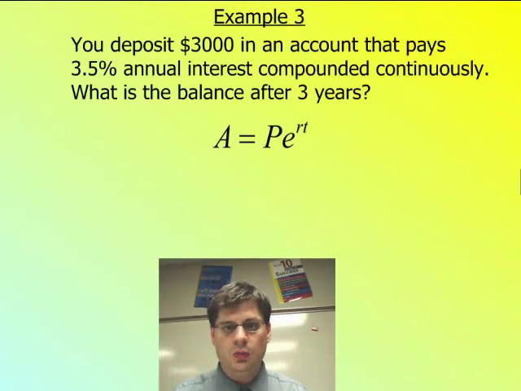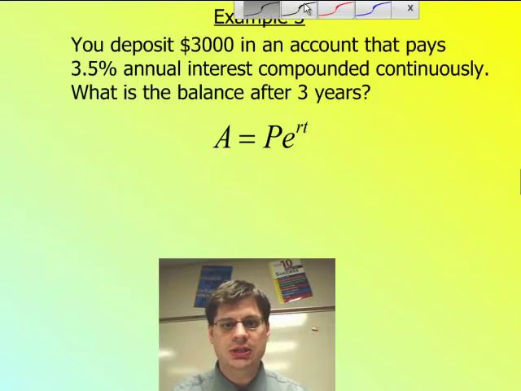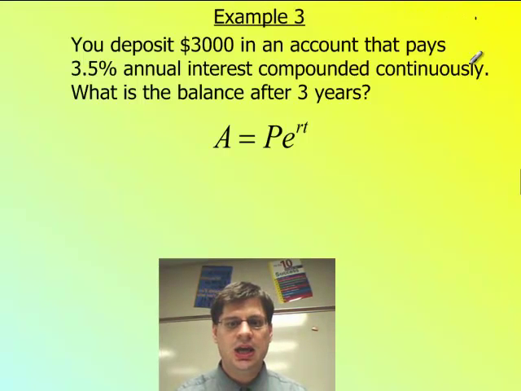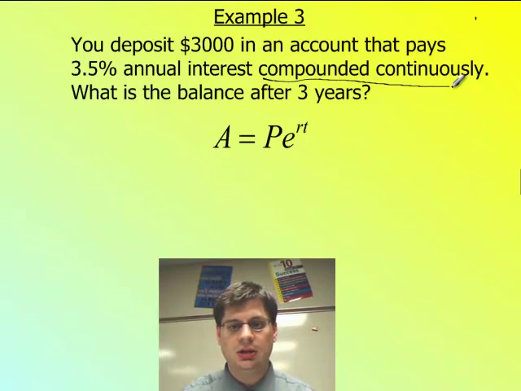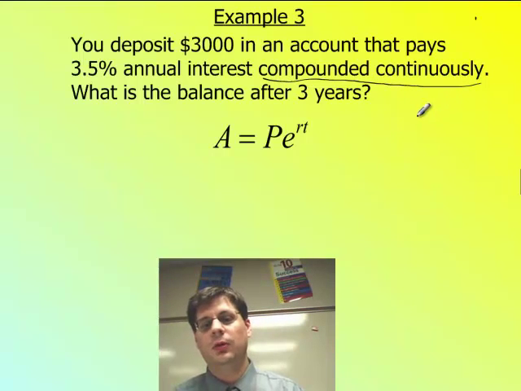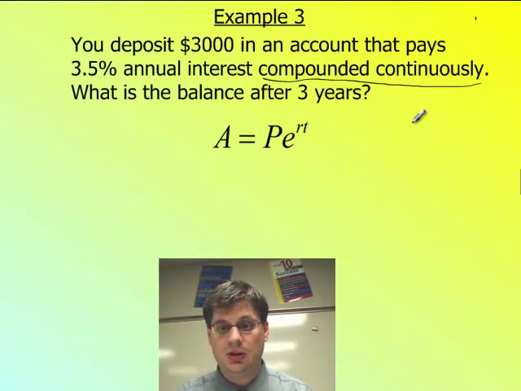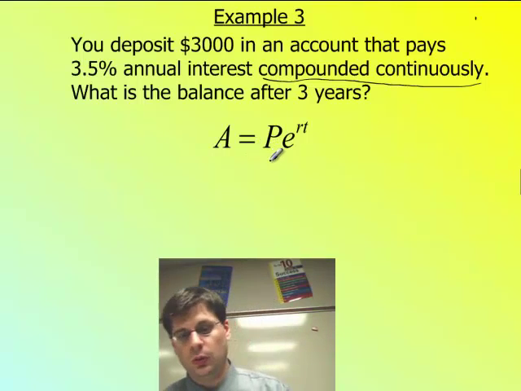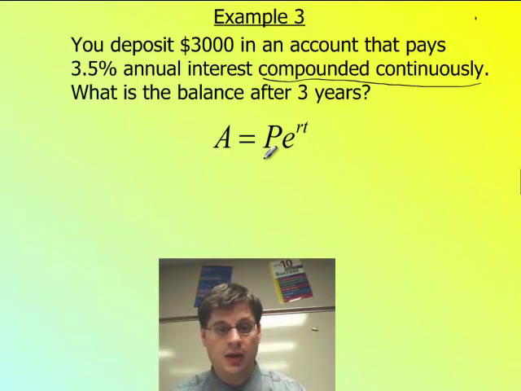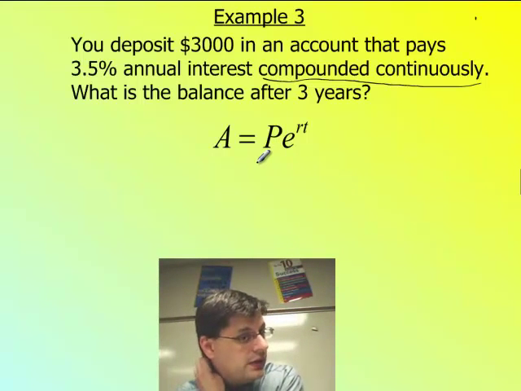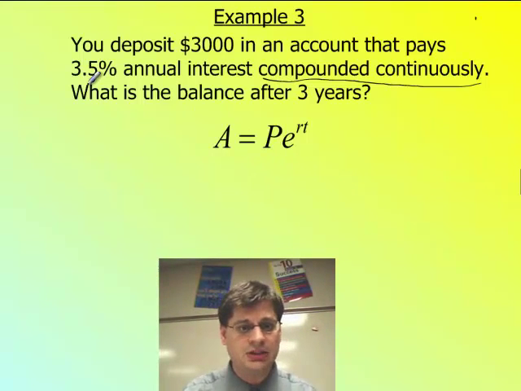So let's say we deposit $3,000 in an account that pays 3.5% annual interest, compounded continuously. You know it's a continuously compounded formula because it will state it in these problems. So it'll tell you to use this formula versus just compounded quarterly or monthly or whatever. It'll say compounded continuously, so you know to use A equals Pe^(rt). And what's the balance after 3 years?